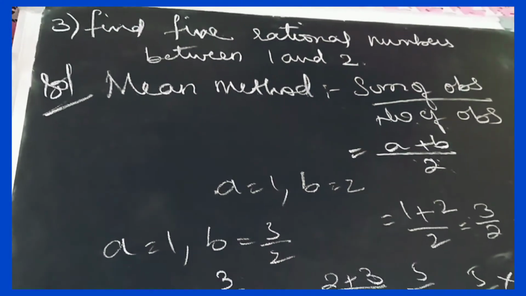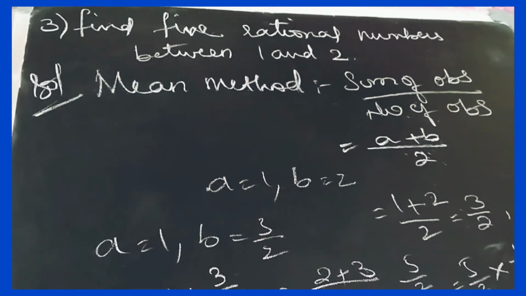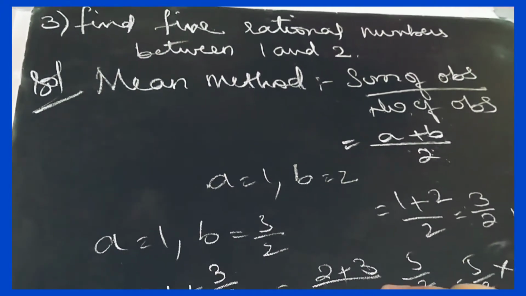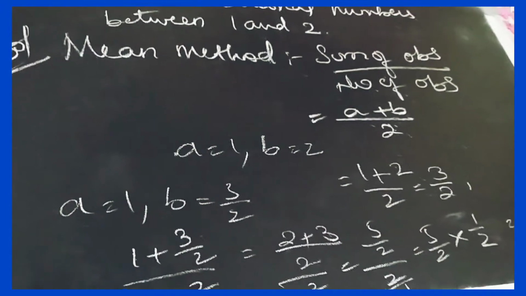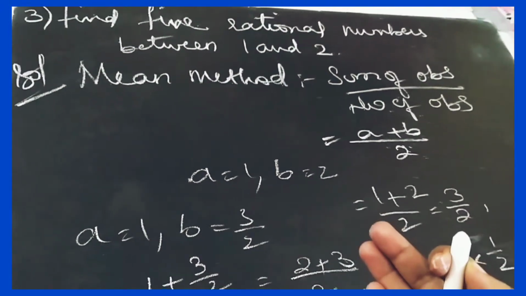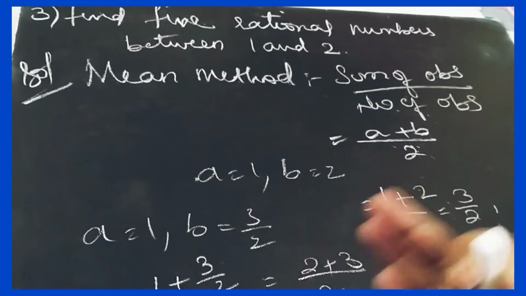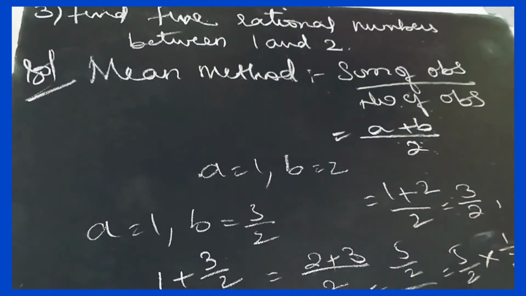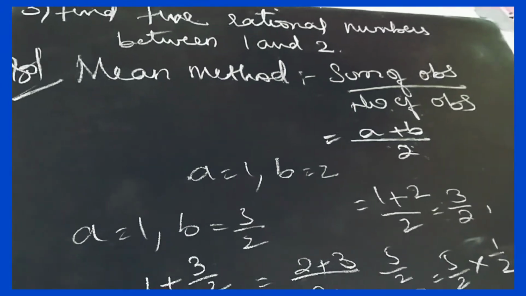If we do it by this method, it will be a very lengthy process to find 5 rational numbers. We'll do it with another method. You can use this method also: if it is asked in the exam to write two rational numbers between 1 and 2, you can do it with this method. It is easy for you. Now I'm showing another method.